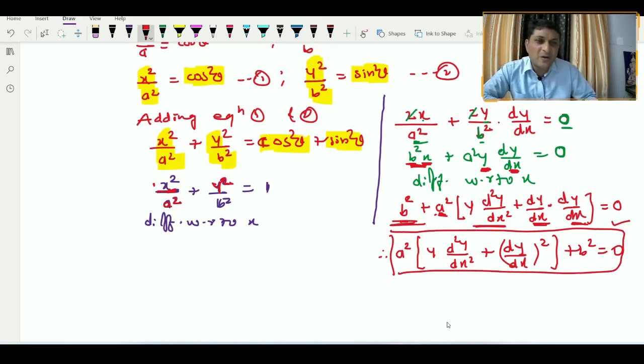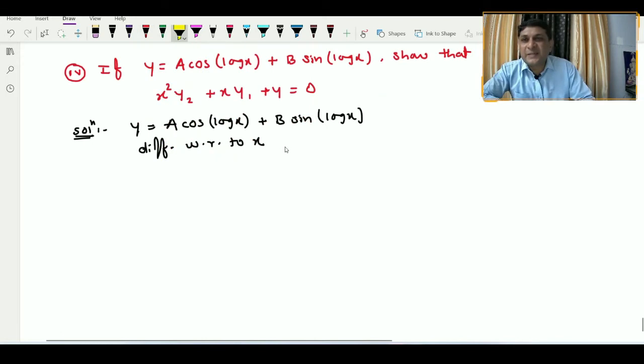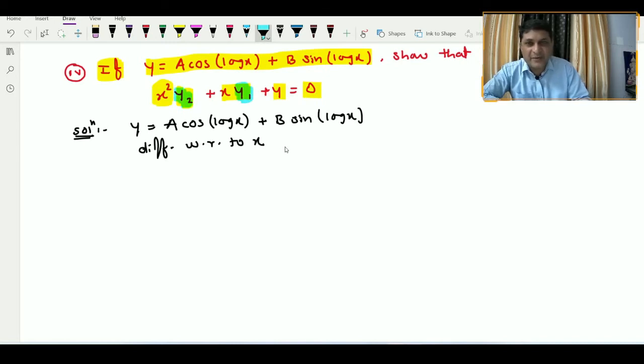In this way we have completed this example also. Now see example number 4. In this case, the given function is y is equal to a cos log x plus b sin log x, and we have to show that x square y2 plus x y1 plus y is equal to 0. Here y1 means the first order derivative and y2 means the second order derivative.